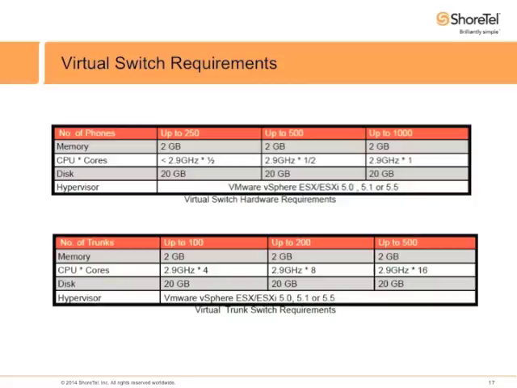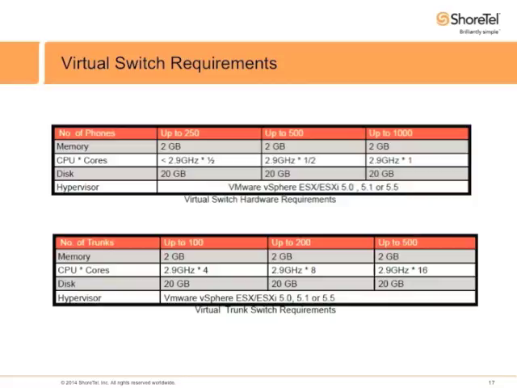Next is the virtual switch requirements. This is for both the virtual phone switch and the virtual SIP trunk switch. For the virtual phone switch, you can see it's based on the number of phones that you have. There are 3 different levels: up to 250, between 250 and 500, and from 500 to 1,000. Each of them requires 2 gigs of memory. For up to 1,000 phones, it's going to require a core. And the disk space is going to be 20 gigs throughout all 3 of those. And this is available for ESX 5.0, 5.1, or 5.5.